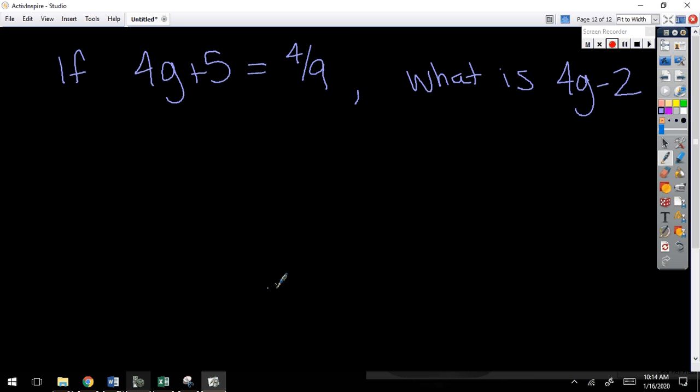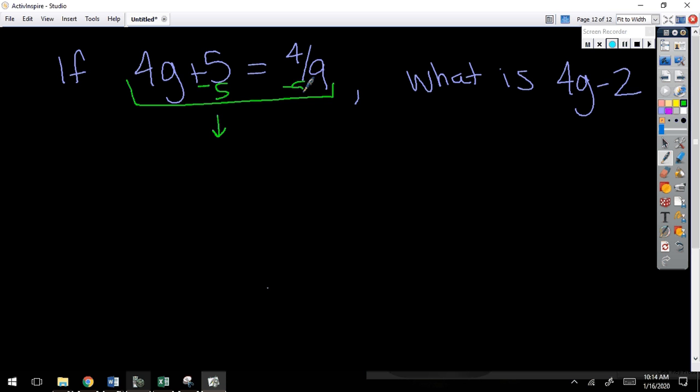So I've got this problem in front of me. I have an equation, and then I'm asked to evaluate an expression. See the difference there? All right. So in order to evaluate the expression on the end, I need to find the value of g in the equation at the beginning, right? All right. So what do I need to do? I'm going to solve this equation for g. Everybody said subtract 5.